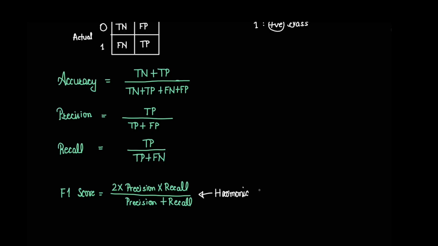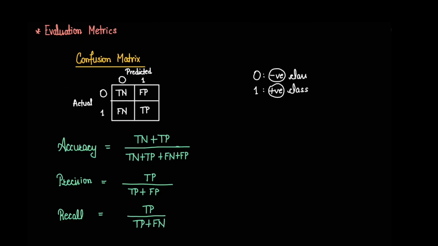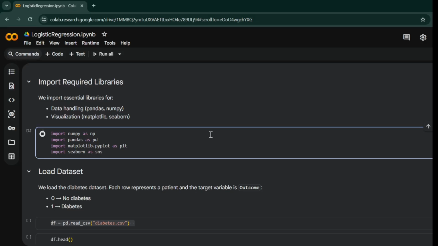Now what's good about the harmonic mean? It is that it will only be higher when both of these values are higher. So it kind of gives us the best of both worlds. Okay, so that was all about logistic regression. Now we'll take a look at its code.